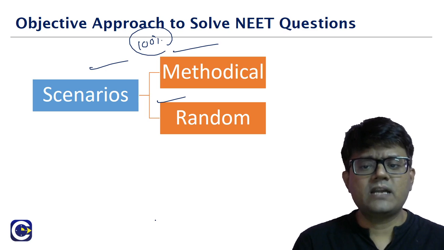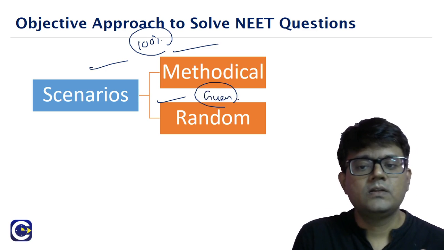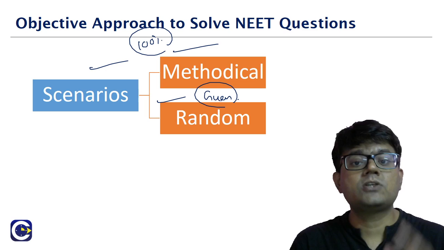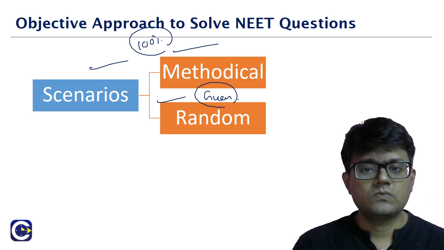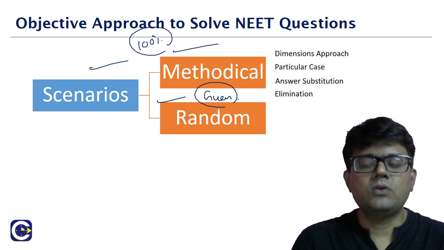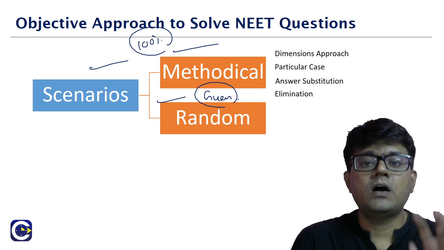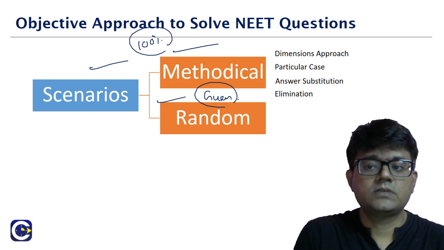Random is kind of a guesswork. So we will give maximum emphasis to the methodical approaches, since random is almost like guesswork. We will see how these techniques actually work. In the methodical scenario we have 4 approaches.